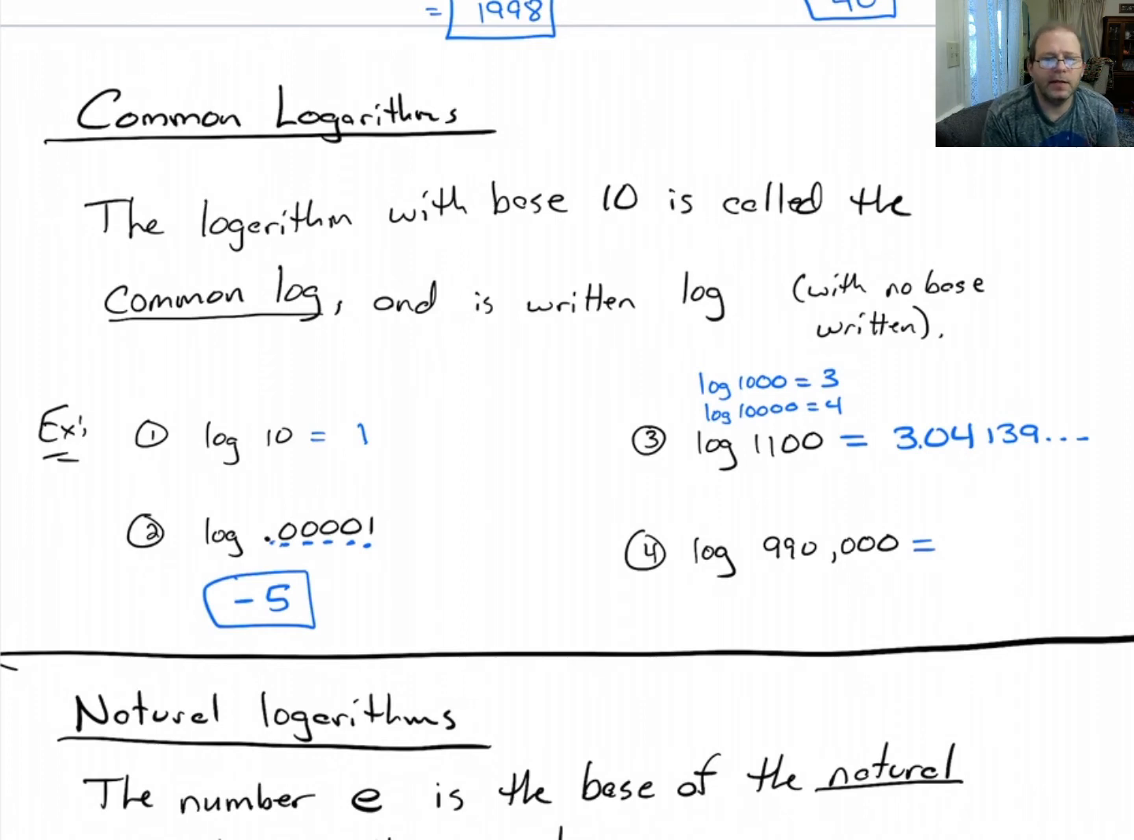All right. Now this last one, log of 990,000, that's just a little under a million. A million is 10 to the 6th. So we should expect this answer to be just under 6. I'm going to guess 5.9 something. But let's see. Log of 990,000. Yeah, actually 5.9 something was right. It's 5.9956, etc.